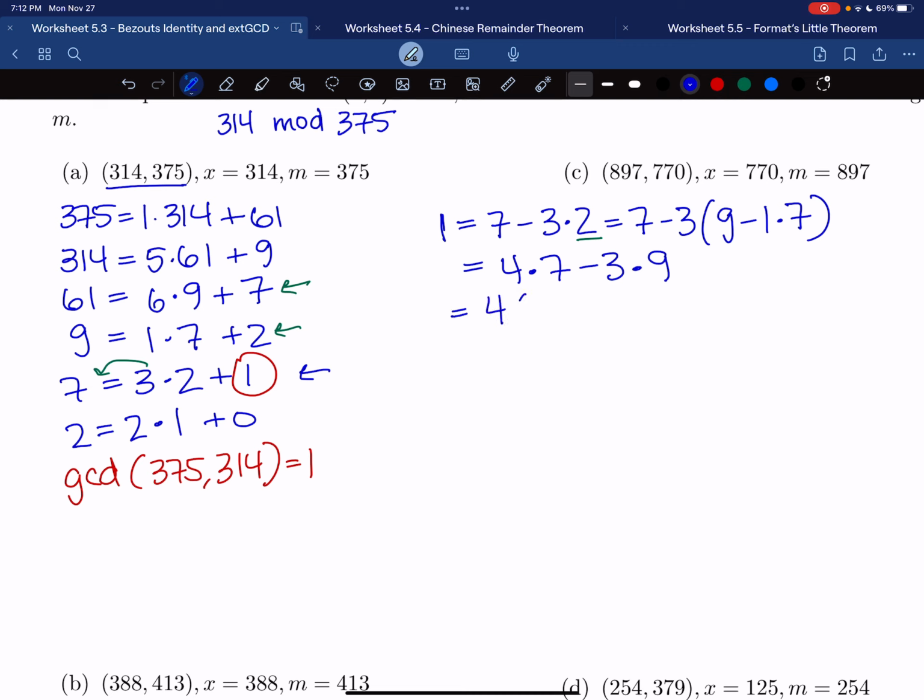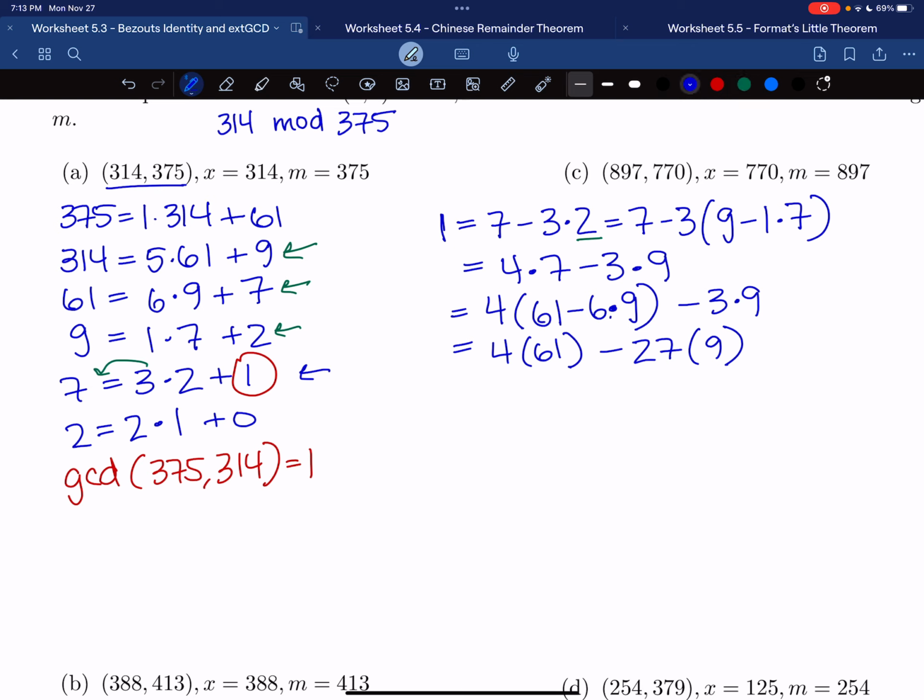So 4 times 7 I can write as 4 times 61 minus 6 times 9, minus 3 times 9, which I can also write as, I'll just go to the next line, the same as 4 times 61, so that'd be minus 24 and minus 3, minus 27 times 9. Okay, and I've got another way, here we go, to write 9.